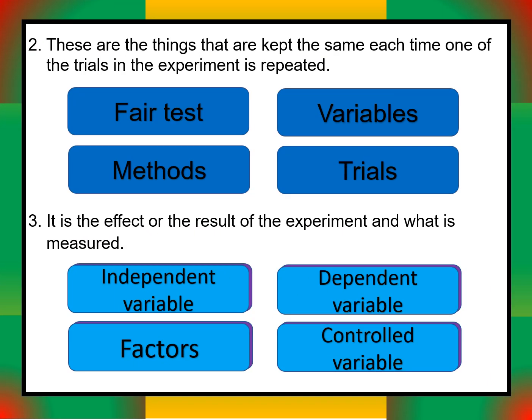These are the things that are kept the same each time one of the trials in the experiment is repeated. Fair test, methods, variables, trials. It is the effect or the result of the experiment and what is measured: independent variables, factors, dependent variable, or controlled variable.